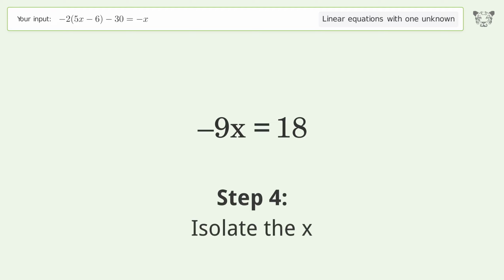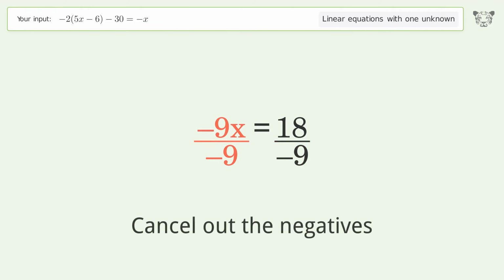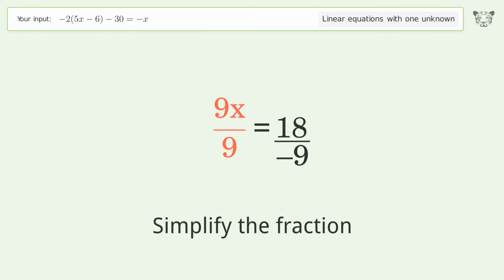Isolate the x. Divide both sides by -9. Cancel out the negatives. Simplify the fraction.